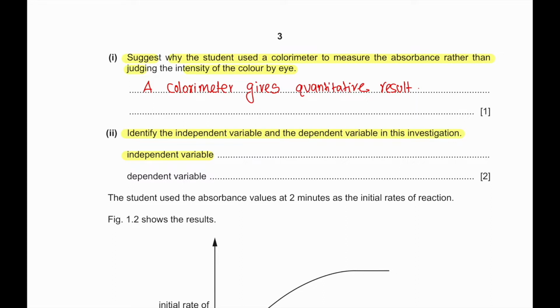So in this case, the independent variable is the concentration of the ONPG, or the substrate that we are using. And the dependent variable is the absorbance on the colorimeter, how much absorbance is occurring in the colorimeter.